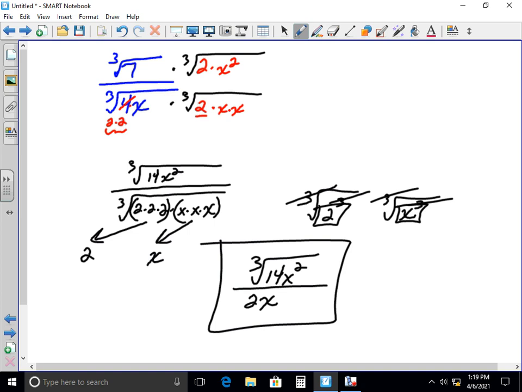That's right. The one on top is under the radical. The one on bottom is not under a radical. So we can't reduce. Same thing with the 14 and the 2. The 14's underneath, the 2's not underneath, so we can't reduce those.